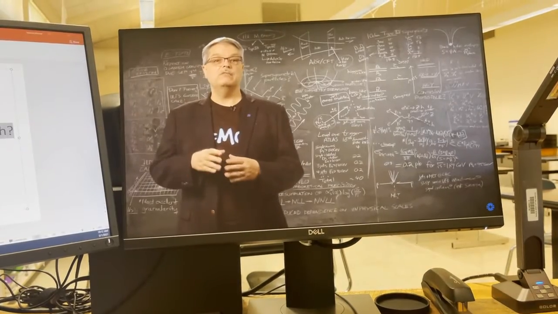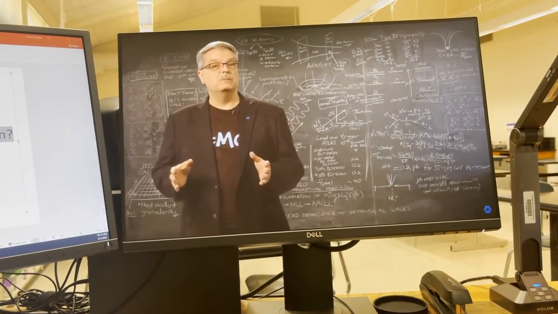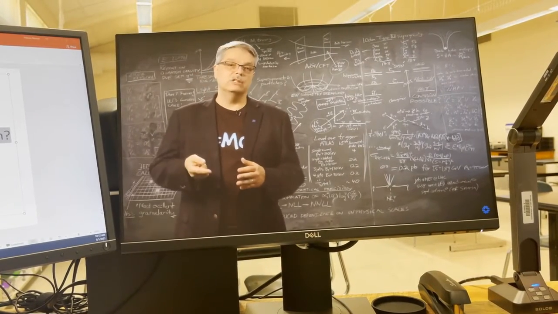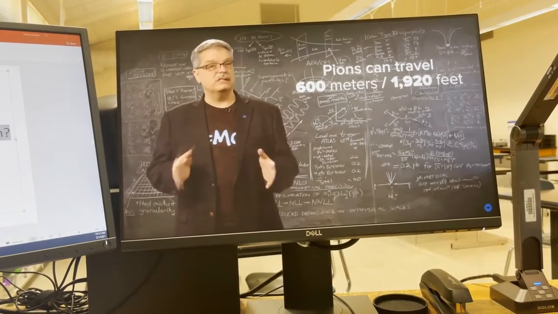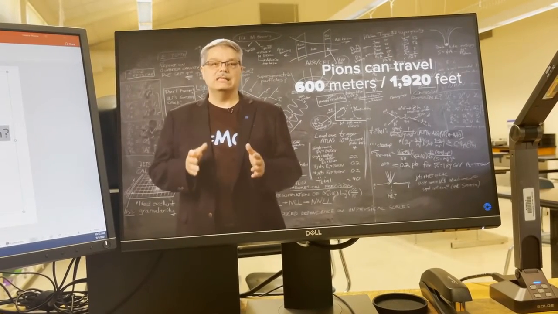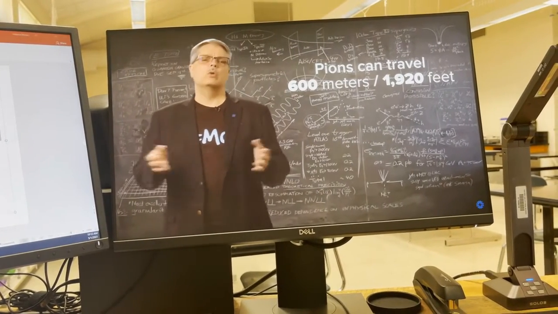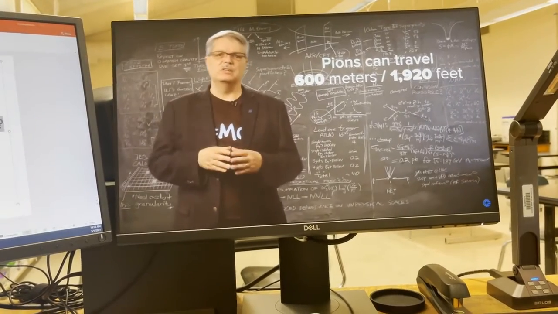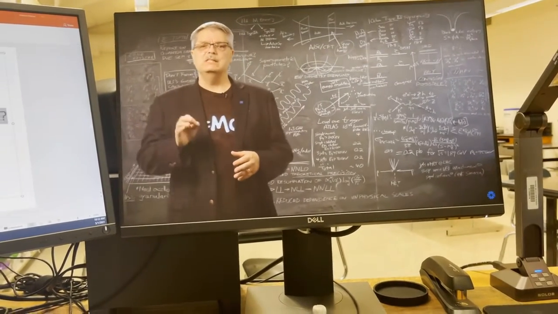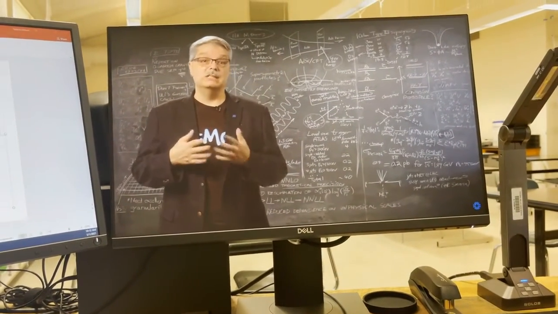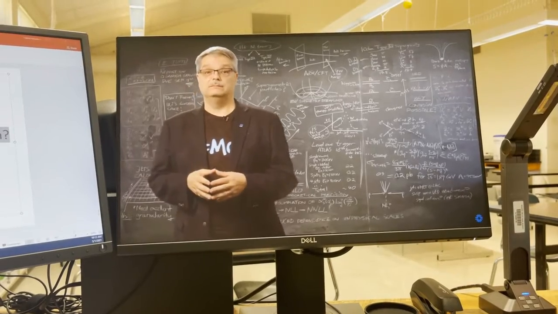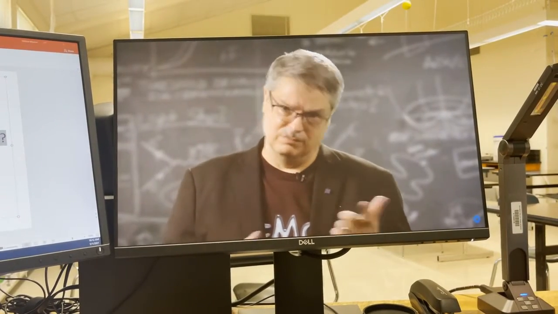And since the speed of a pion with that velocity is near the speed of light, it means that as far as we're concerned, the pion will travel 600 meters, or 1,920 feet. That's over a quarter mile. 36% of a mile to be exact. The reason is simple. Our clocks tick more quickly than the pion's clock. So this might be confusing, so let's recap.